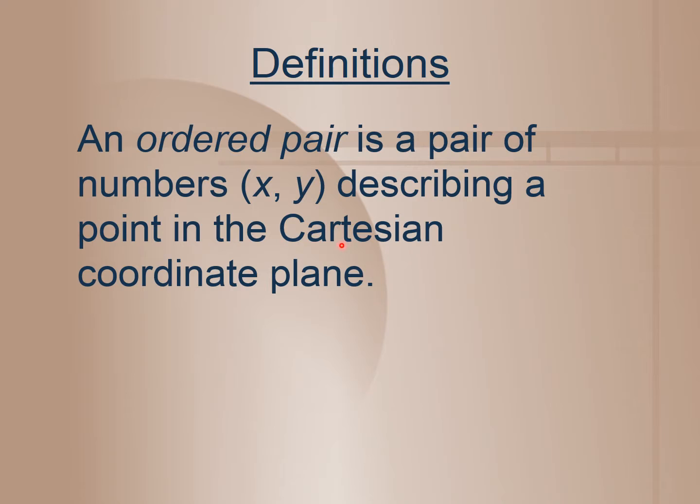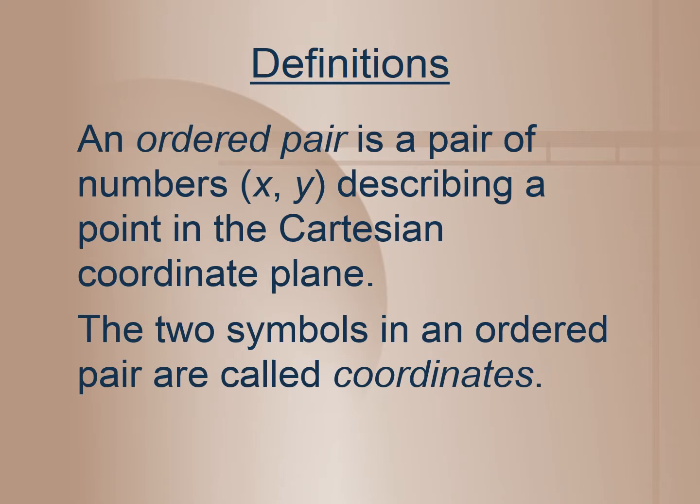This word right here is the Cartesian coordinate plane. This is the formal name of the coordinate plane that we use. It's named after the person who created it, so it's kind of math history right there. But you can simply call it the coordinate plane, and that will be fine.